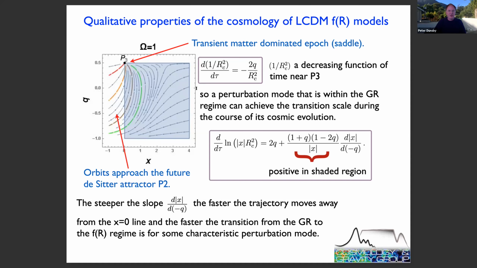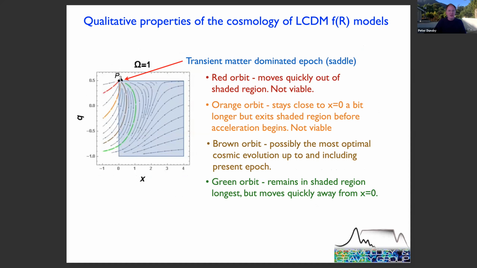So the red orbit will move quickly away from the transient solution, the matter-dominated transient solution, and will enter a region where you have an instability before you enter an accelerated period of expansion. So these orbits can be immediately discarded. The orange orbits, they stay quite close to the GR solution for a period of time, but because they enter the region where an instability is likely to occur during a decelerated period of expansion, so Q is positive, you again end up with a set of solutions which again are not viable, and you can throw them away.